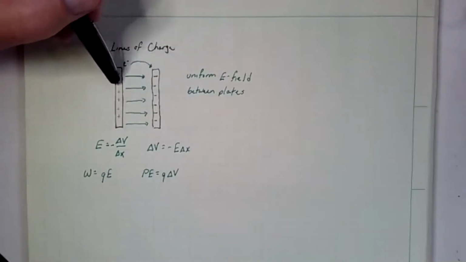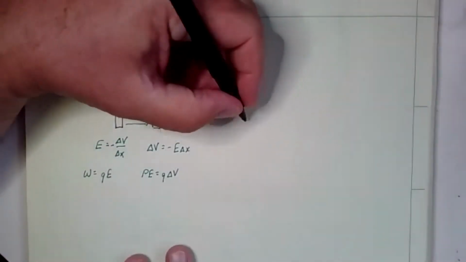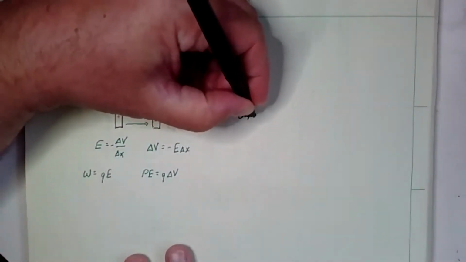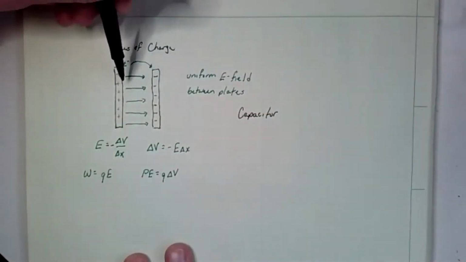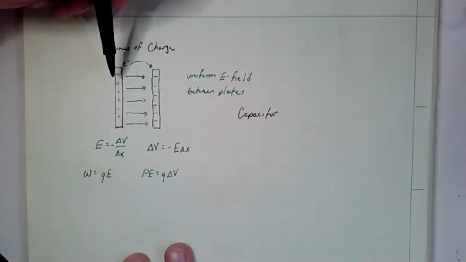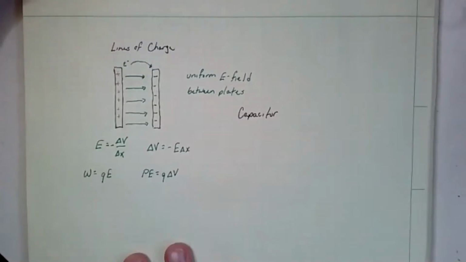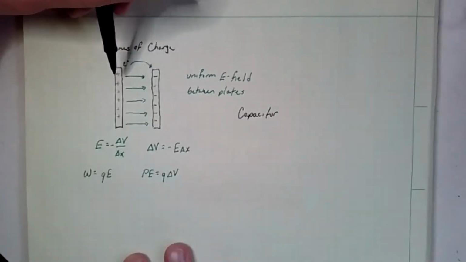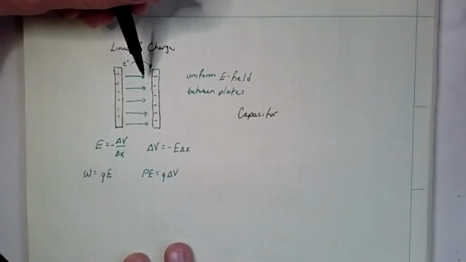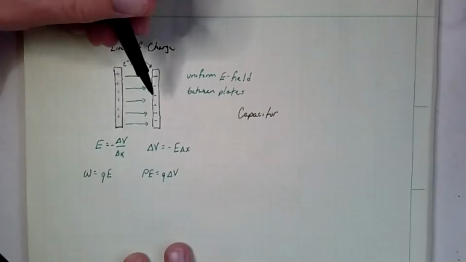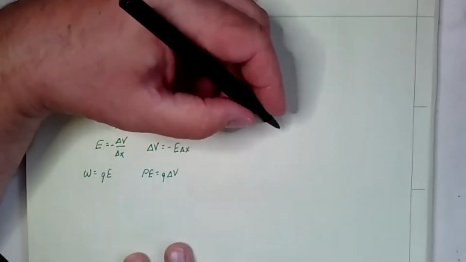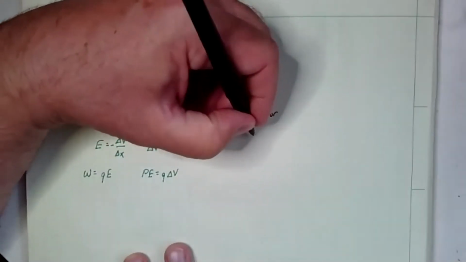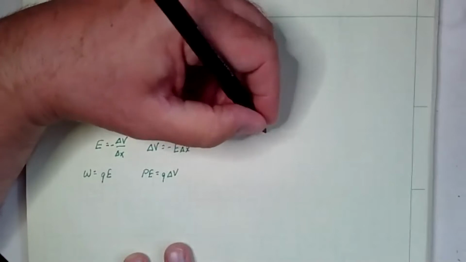Now, this arrangement is called a capacitor. And because of the proximity of positive and negative charges, they like to stay there. And the Coulomb attraction tends to hold these charges in place. And as you add more charge, the potential is going to build up. So the electric potential and the voltage are going to be similar.